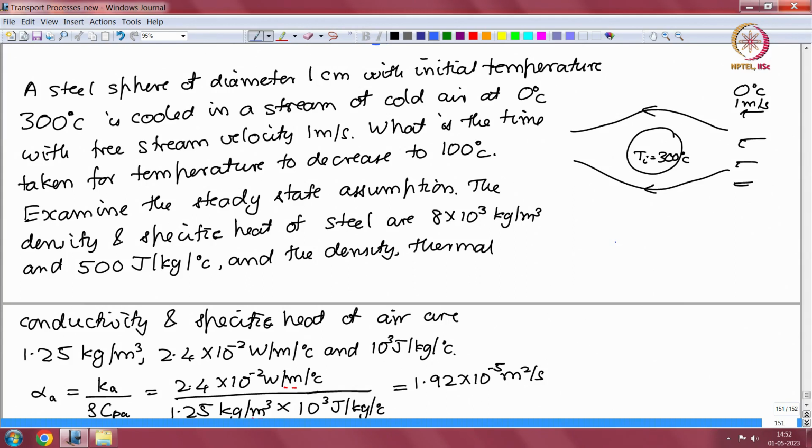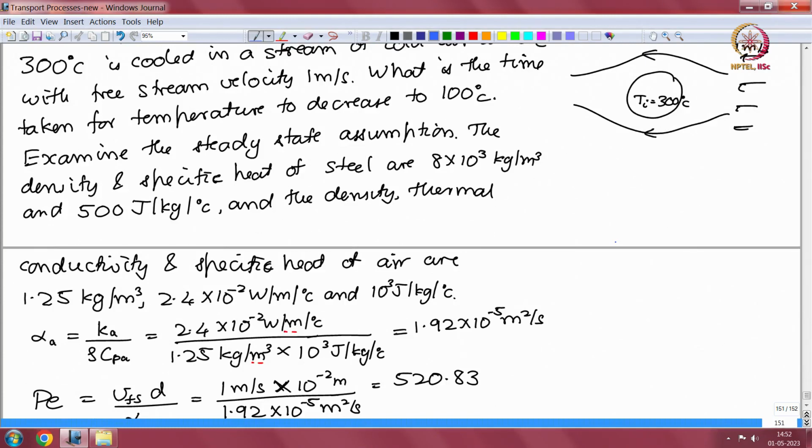Okay. So, unsteady state problem, as the sphere is losing heat, it cools down, and you want to find out what is the time taken for the temperature to decrease to 100 degrees centigrade. Examine the steady state assumption, and the properties were given, and this problem we are solving assuming a laminar flow. Okay, assuming that the flow is laminar, that is, we are not going to take into account the effect of boundary layer separation and wake and so on in this particular estimate.